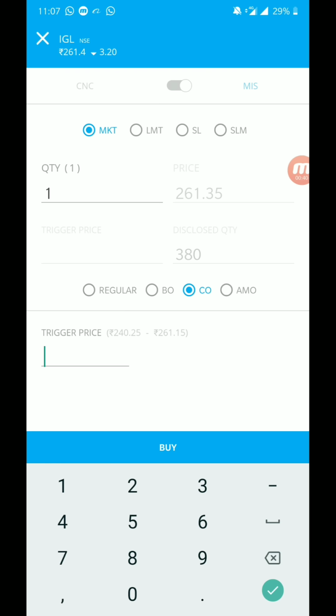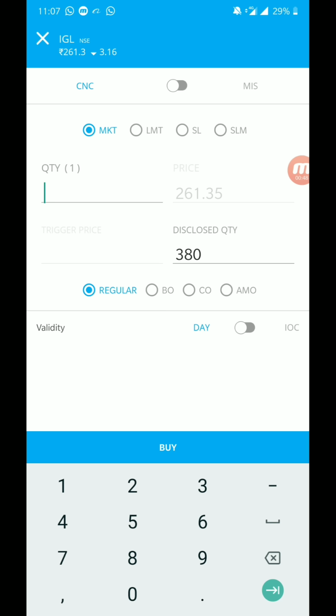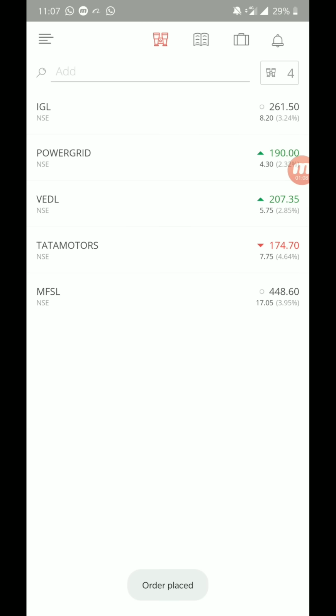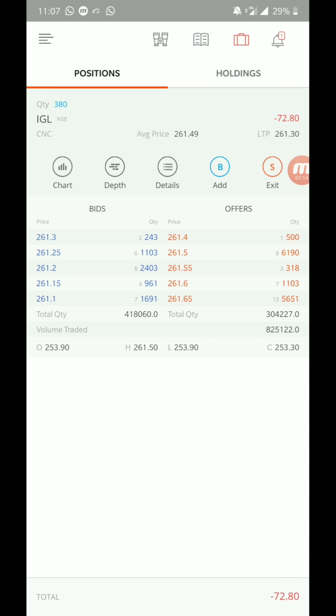I'll keep, sorry, it's not a cover order, I'm sorry. I'm gonna buy CNC order, regular order. Okay, so 380 I'll buy regular, at market price. So I have taken 380 stocks, cash and carry, with whatever cash I have, 1 lakh capital. I'm not going to use margin for 1 lakh capital because it's too dangerous.